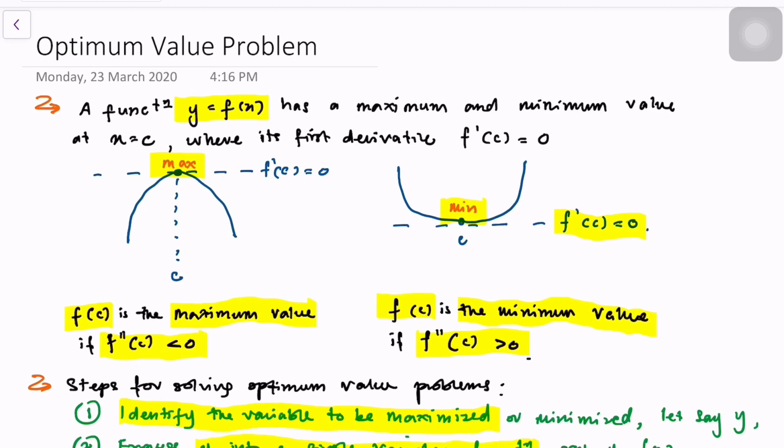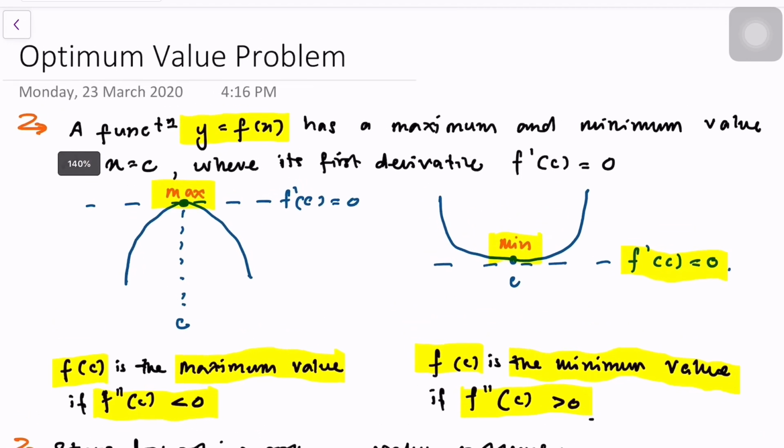Kita sambung lagi dalam video seterusnya, iaitu berkenaan dengan applications of differentiations. So, kali ini kita nak bincangkan berkenaan dengan optimum value problem. Basically, optimum value problem, kita akan gunakan first derivative dan juga second derivative test untuk kita selesaikan masalah yang berkenaan dengan optimum value problem. Baik, kita fokus dengan first point dahulu.